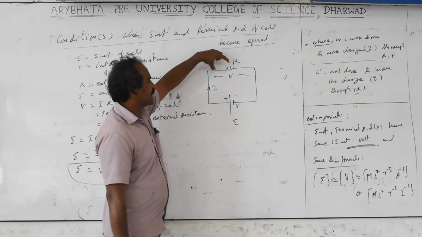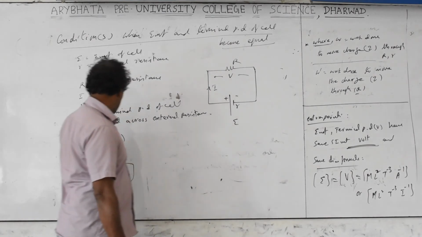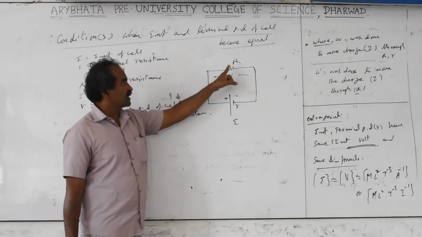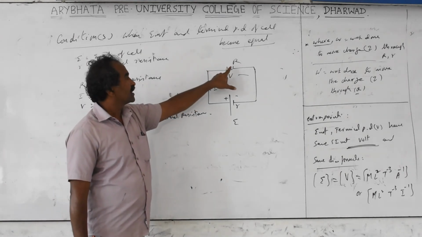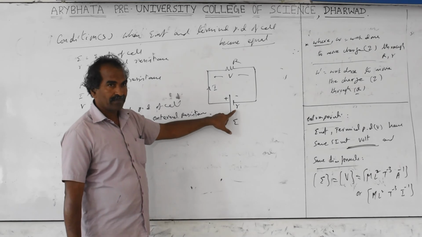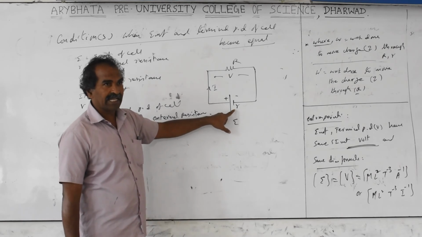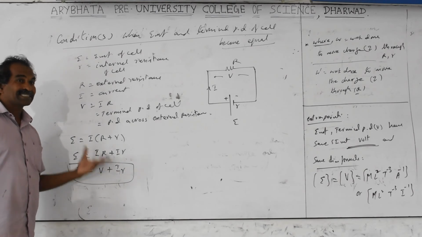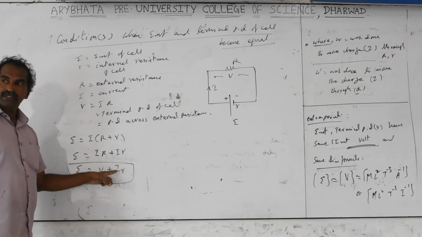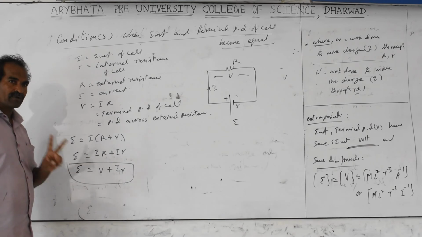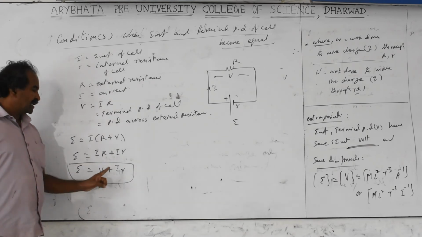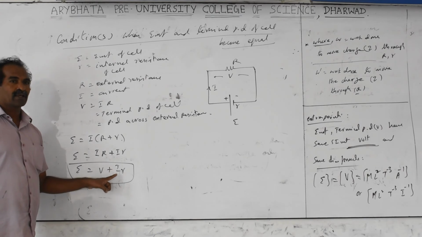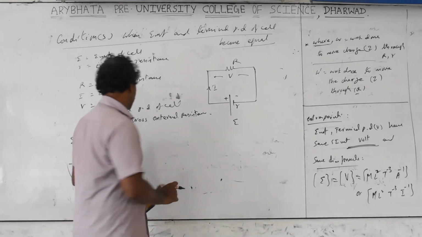In this case, the current I is limited by the external resistance. But if the external resistance is there and the internal resistance is 0, that means an ideal cell. For an ideal cell, small r is 0, so E becomes equal to V. In an open circuit, if current I equal to 0, then again E becomes equal to V. Two conditions: either the internal resistance of the cell is 0, or the cell is an open circuit with current I equal to 0.